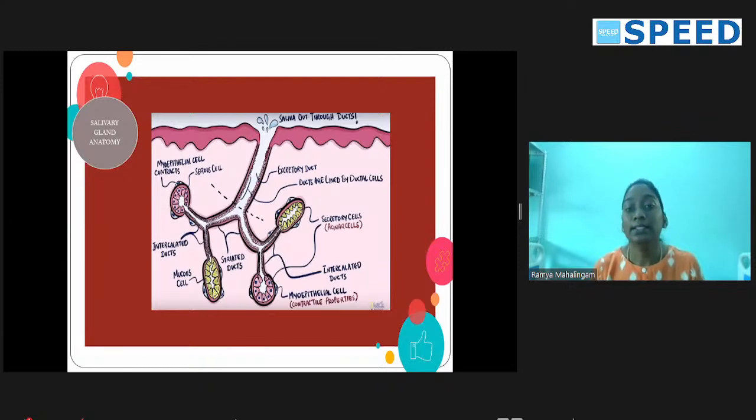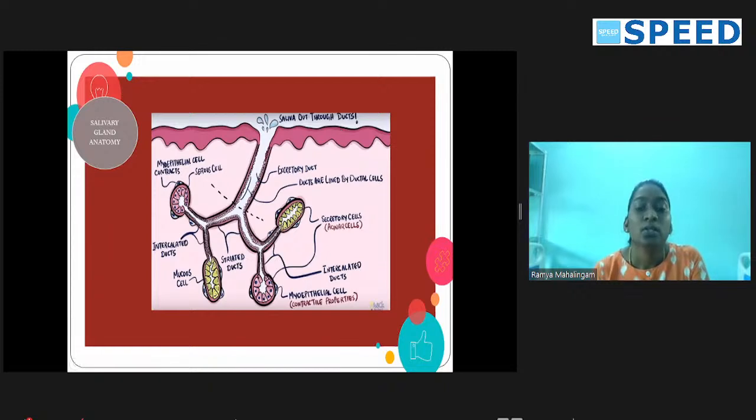Other than this, you have to know about the ducts. The intercalated ducts form the connection between the acini and the striated ducts. The intercalated duct goes on to form a striated duct, and these striated ducts will form the entire big excretory duct, the main excretory duct through which you get the saliva out.